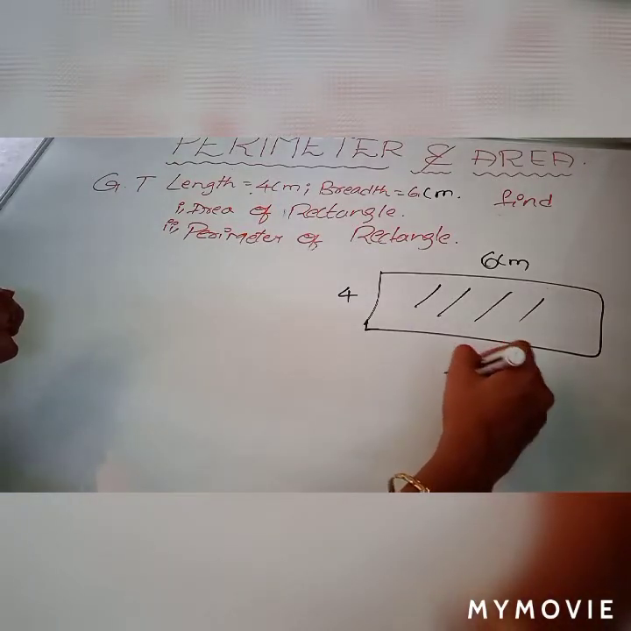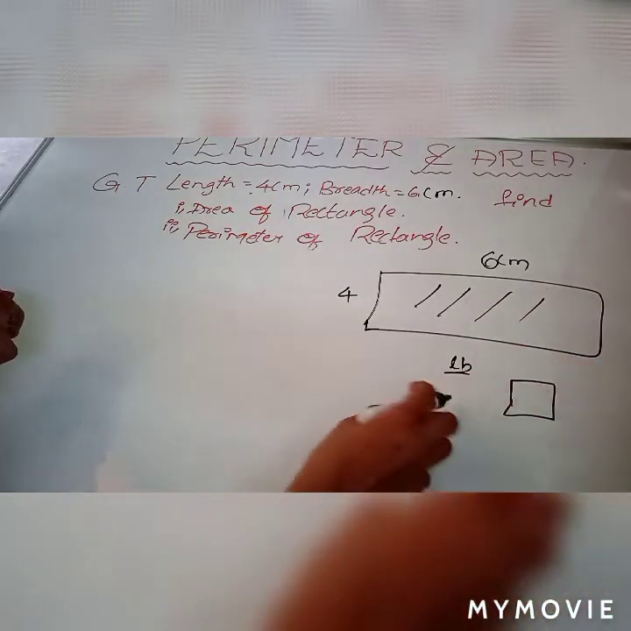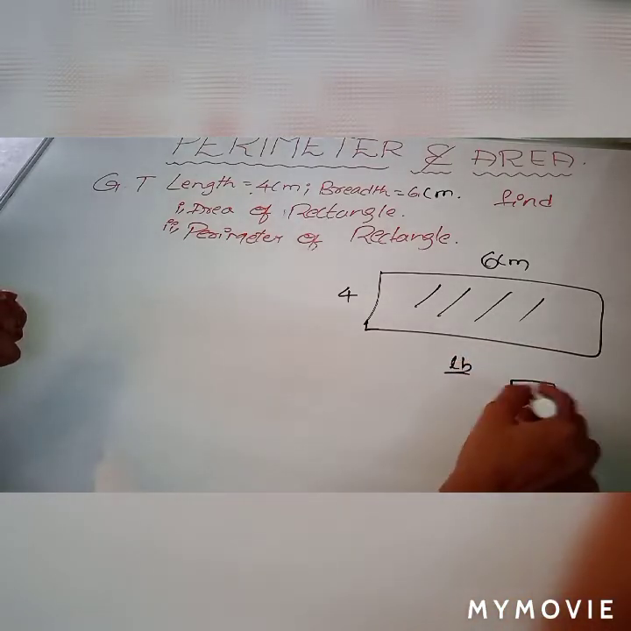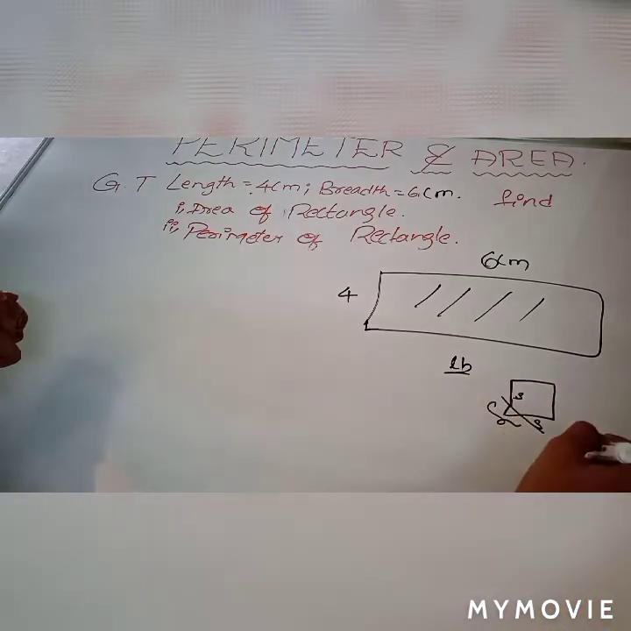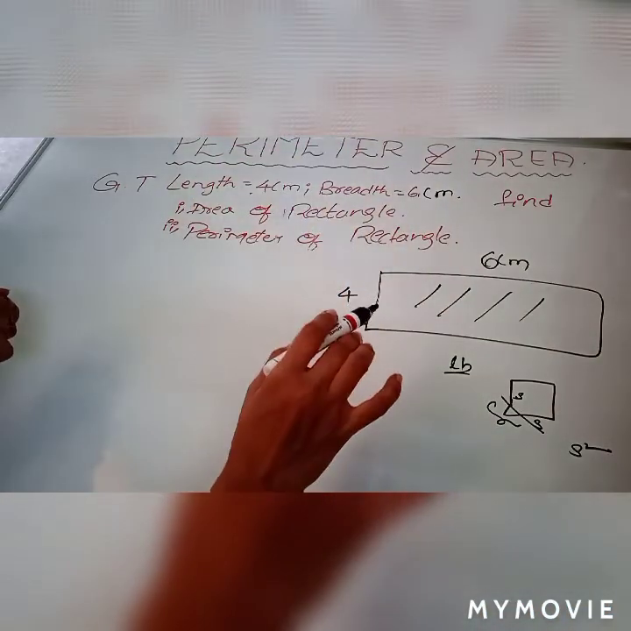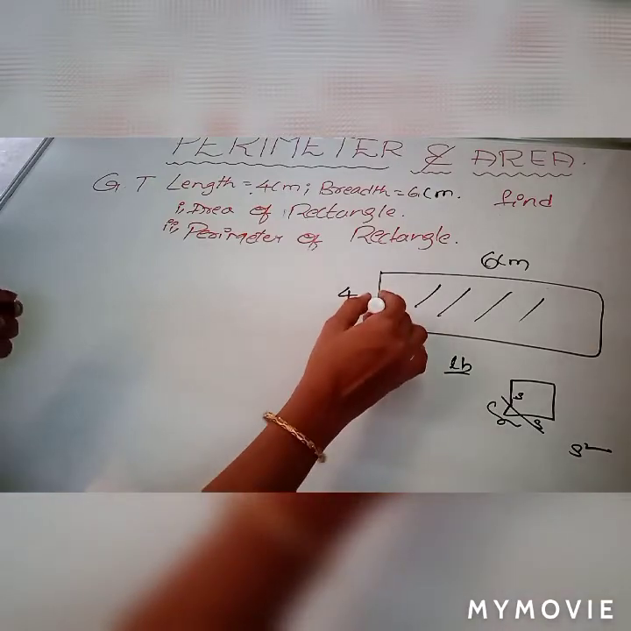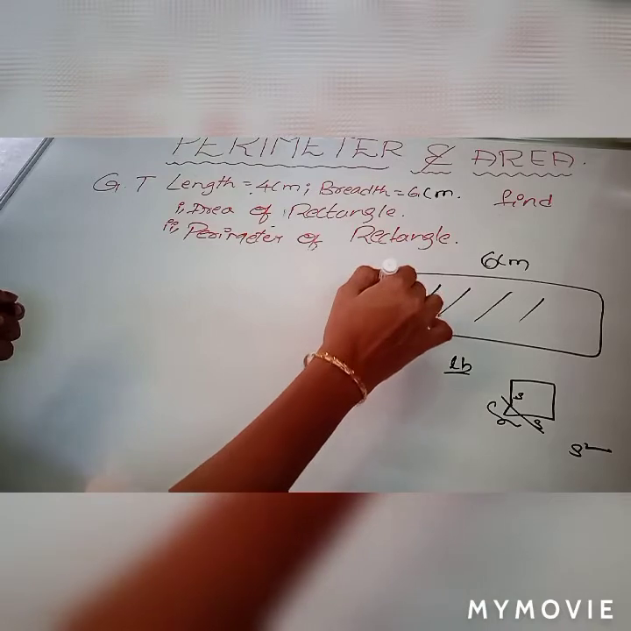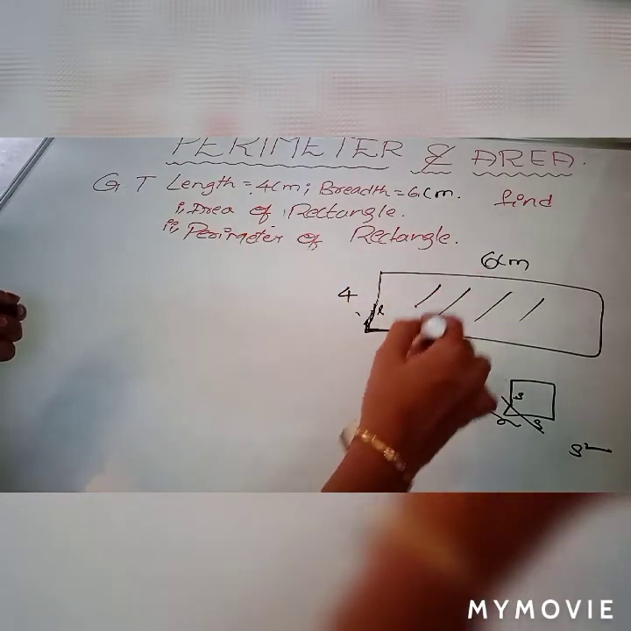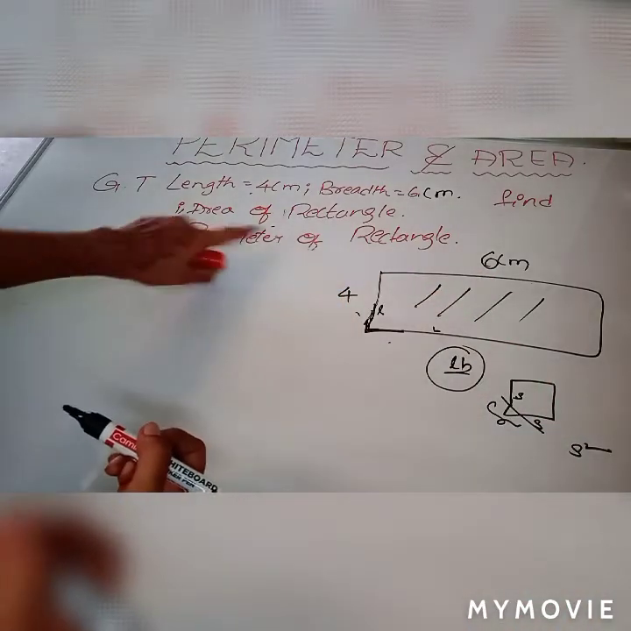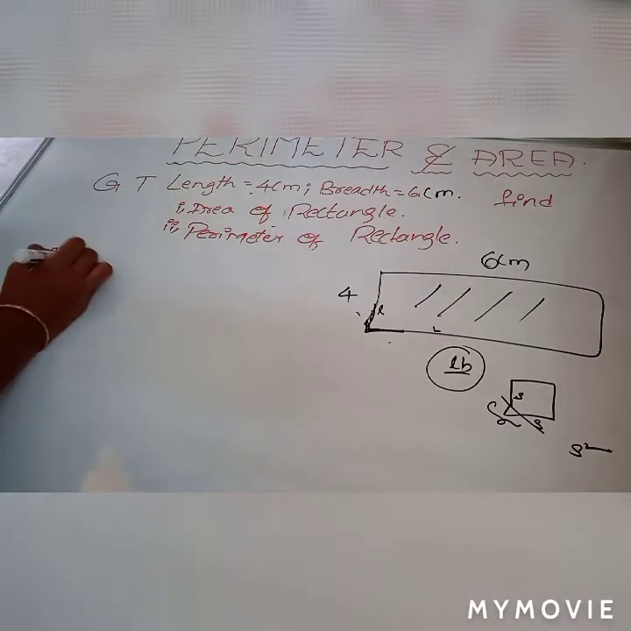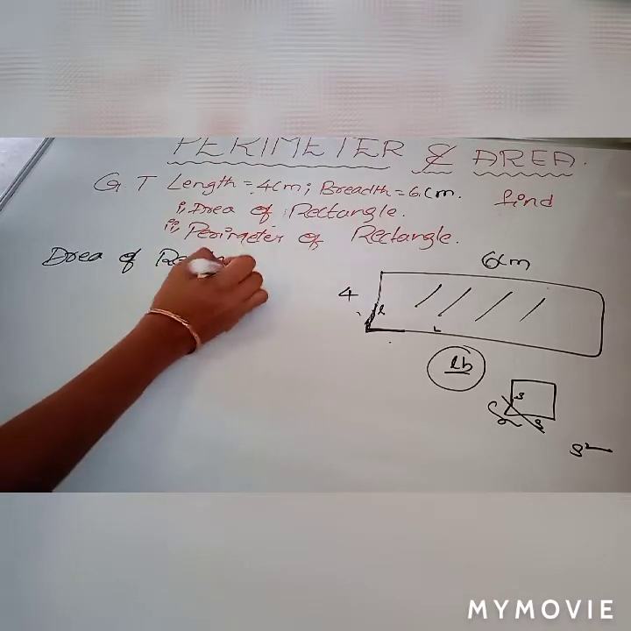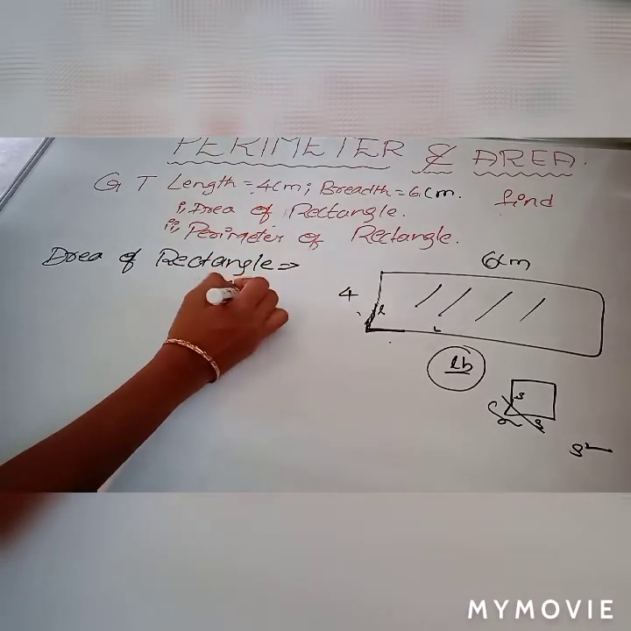Area of rectangle is L into B. See, for area of square, we will multiply these two sides, this one side and this the second side. So area of square is S square. Simply for rectangle also we will multiply two sides. Here this side is known as length and this side is known as breadth. So area of rectangle is L into B, length into breadth.